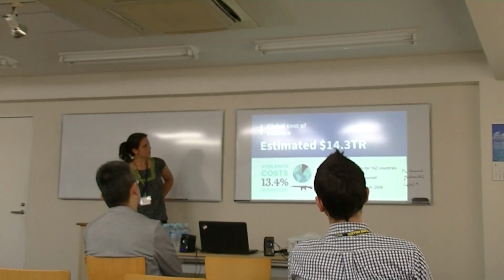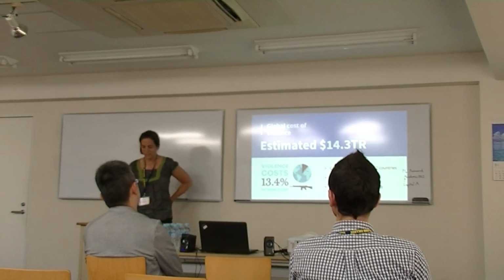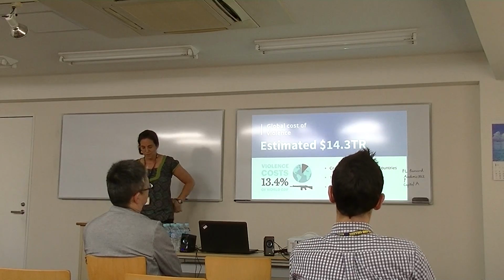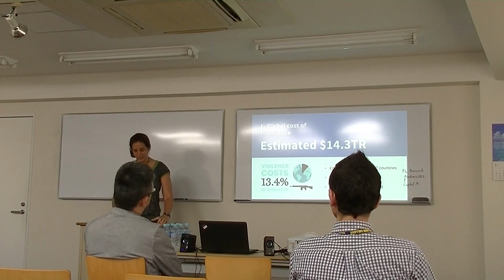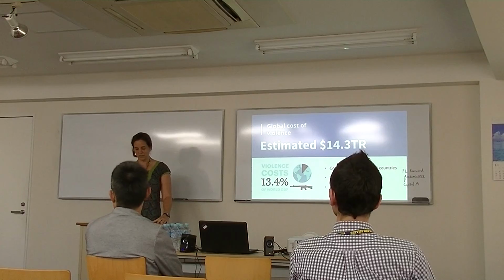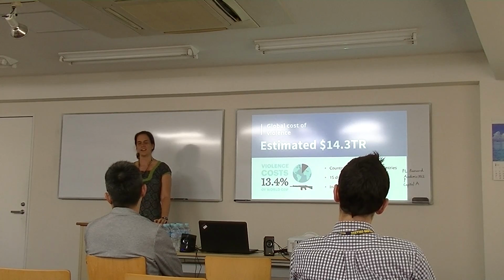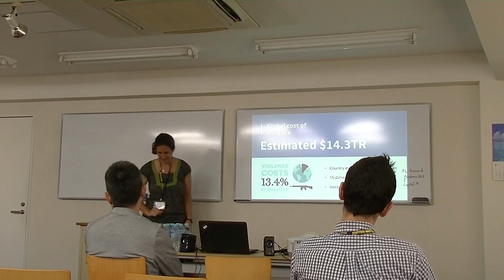To put this number in perspective a little bit, if this number were reduced by 10%, it would free up 1.43 trillion US dollars. That is the equivalent of 10 times the official development assistance and 6 times the value of the bailouts for Greece. Right? Huge amount of cash, a lot.